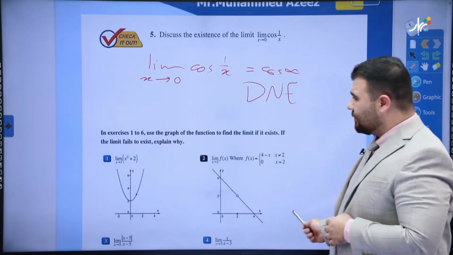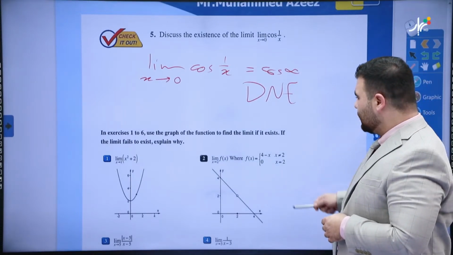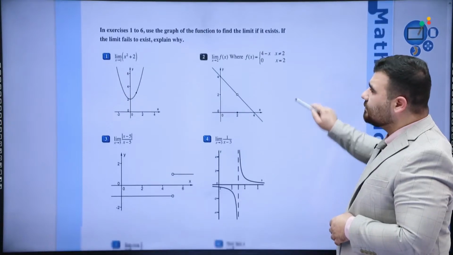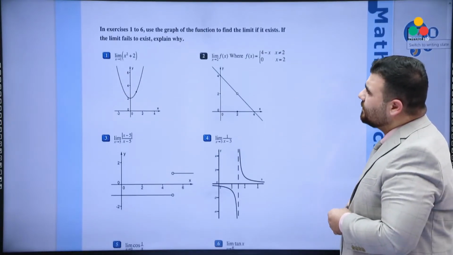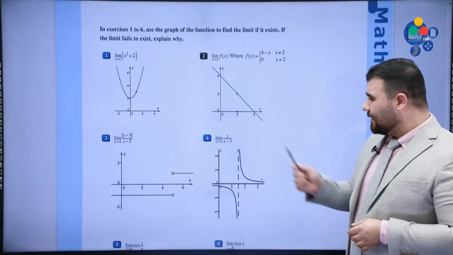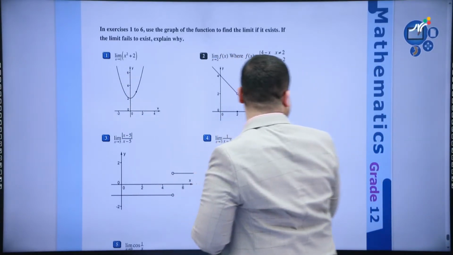In exercises 1 to 6, use the graph of the function to find the limit if it exists. If the limit fails to exist, explain why. All right, we have some functions here. On these graphs, we are going to find these limits. Okay, number 1.